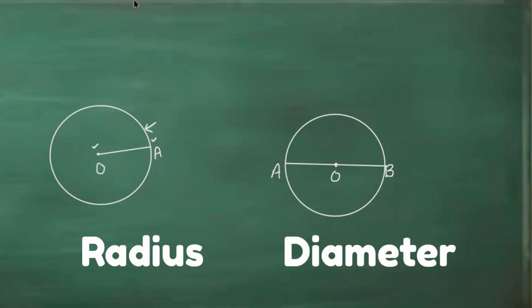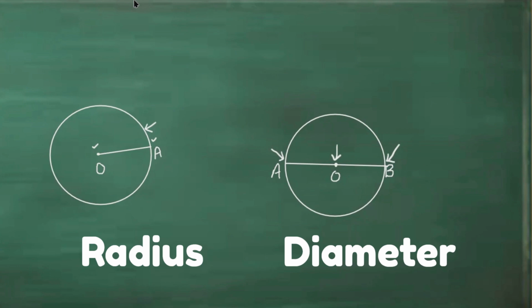This is the circumference of the circle, that means the boundary of the circle. And the diameter is the length of a line passing through the center and its endpoints are on the circumference of the circle. So endpoints are A and B, and you can see that these endpoints are on the circumference of the circle, that means the boundary of the circle.